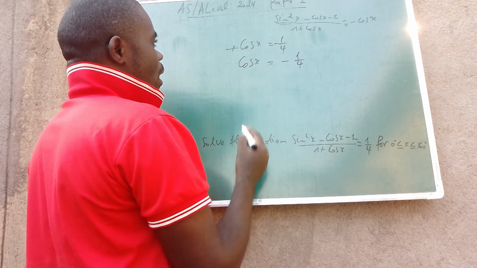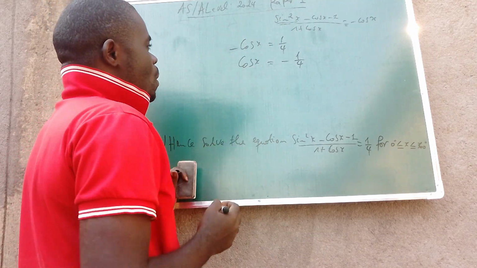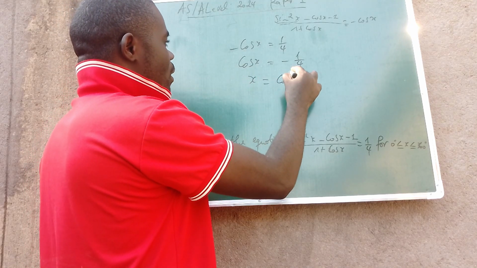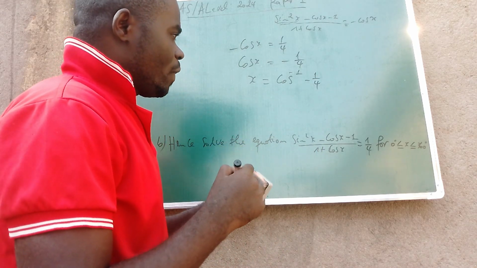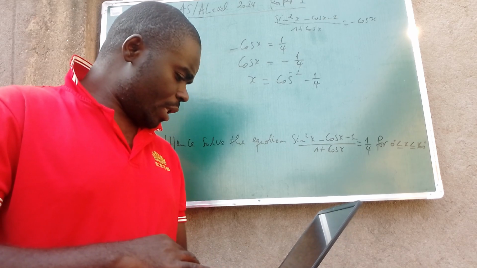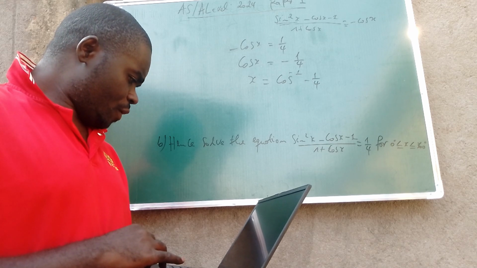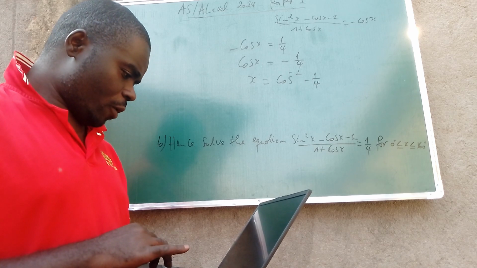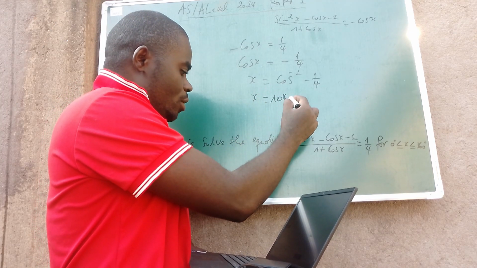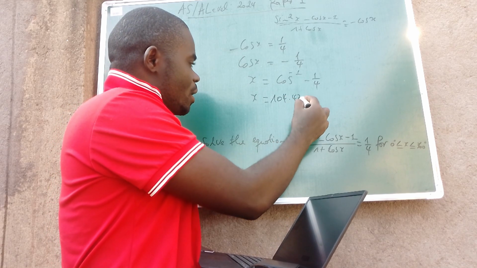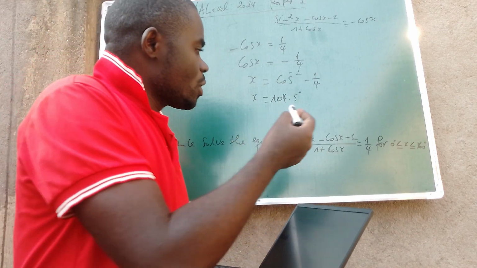Negative here with a negative. And then our x is equal to cosine inverse of negative 1 over 4. Which angle do we have here? Okay, by a calculator we get cosine inverse of negative 1 divided by 4. Our x is equal to 104.47 or 104.5 degrees.